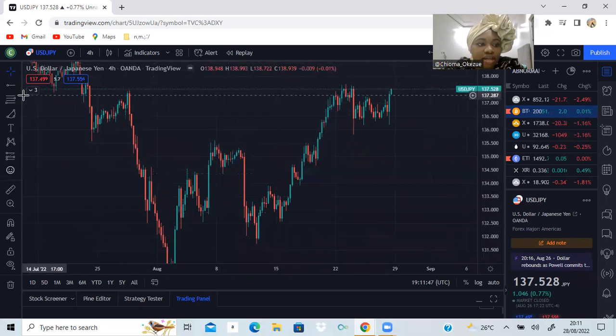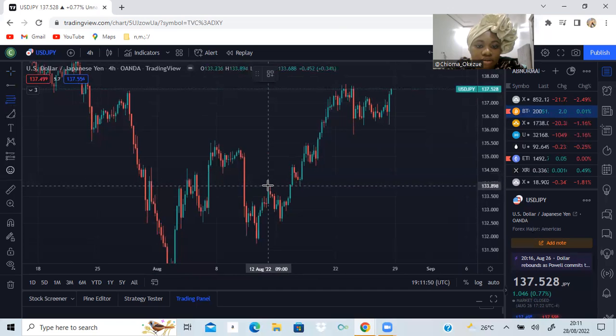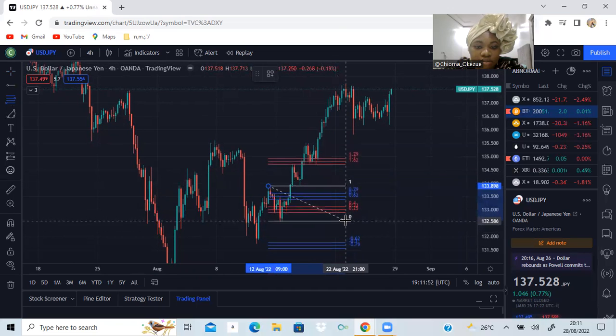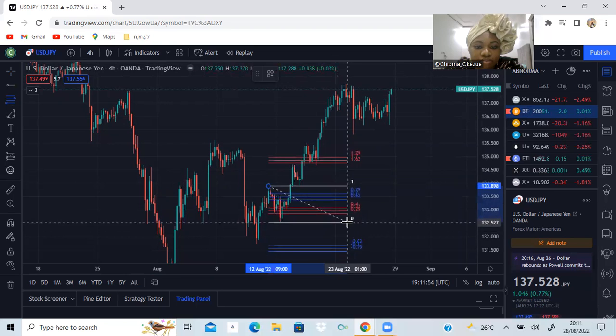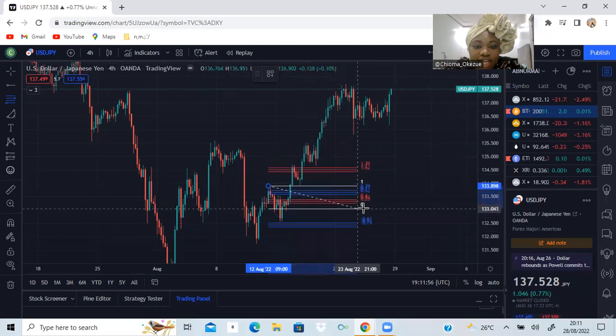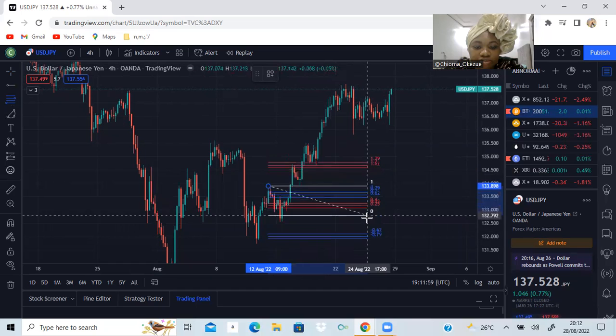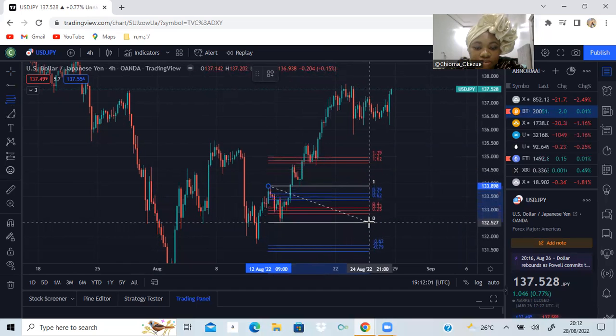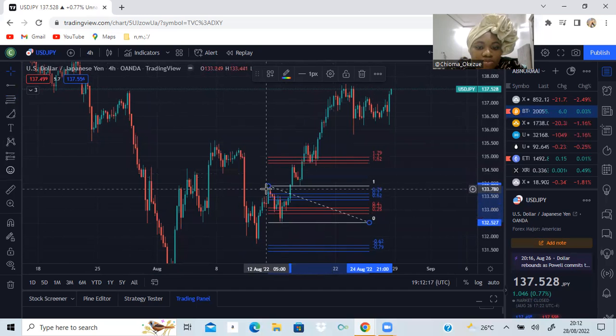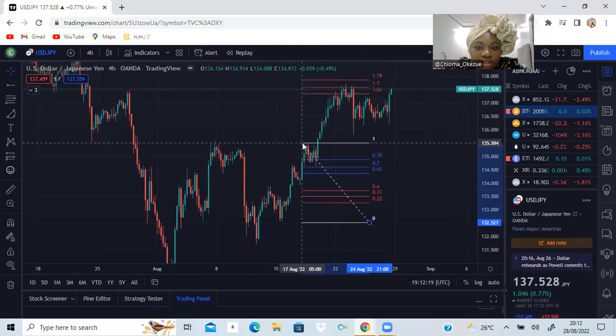I see a W here. It didn't give us that entry we were waiting for. The market left us. It ran away real far. But there was another W here where the neckline was broken as well. So I'm just going to pick it and see.